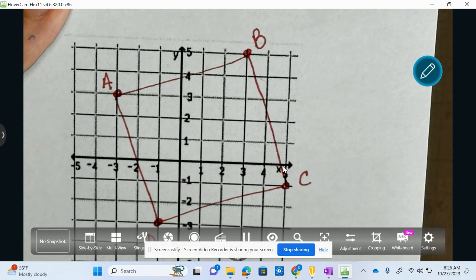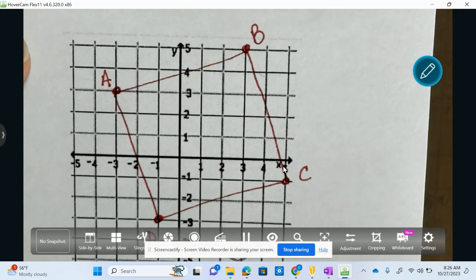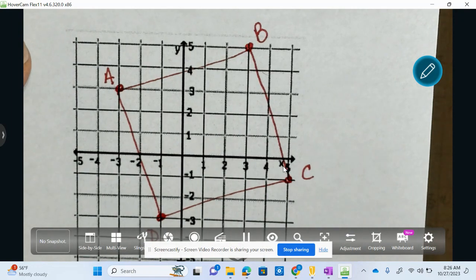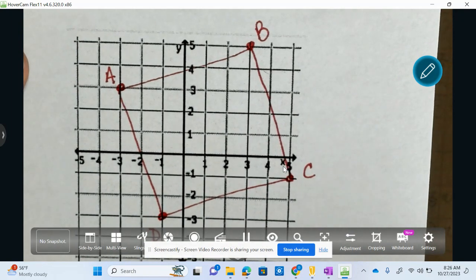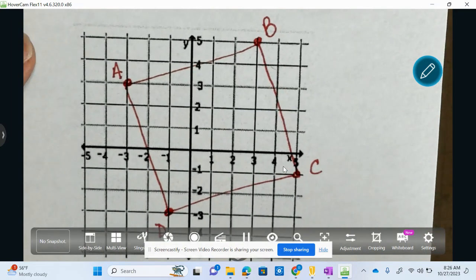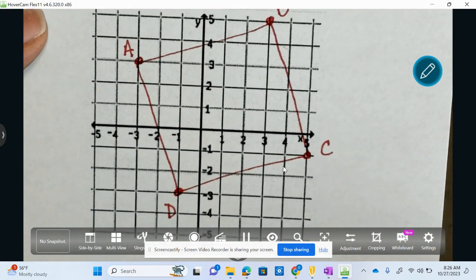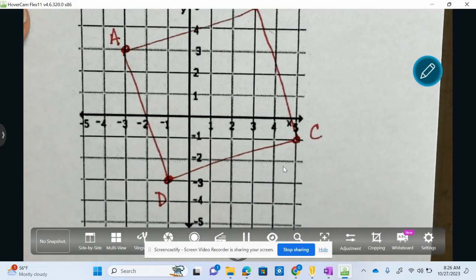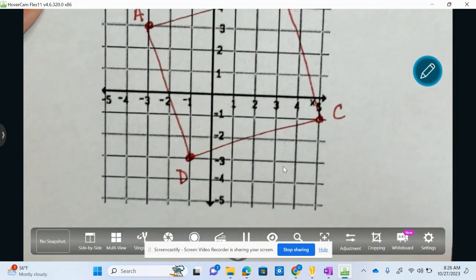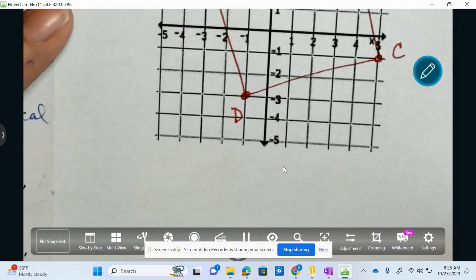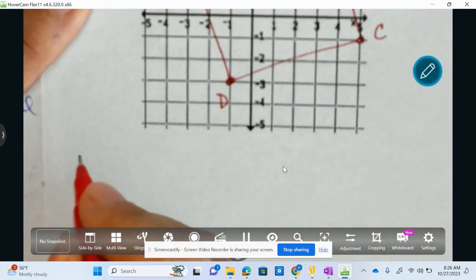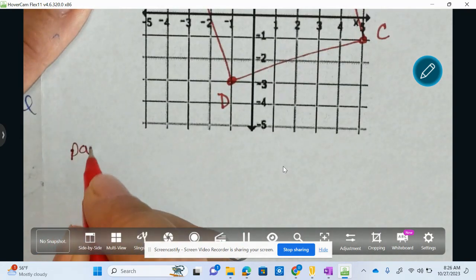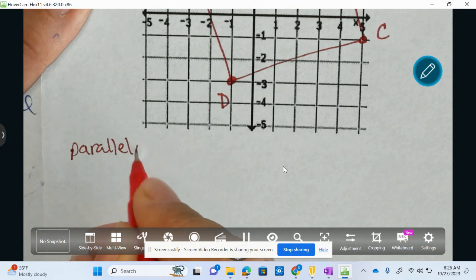So what do you think? Do you think it could be a parallelogram? Yeah, definitely. What do you think it kind of looks like? A rectangle? Okay, let's see what we get. Someone said square. Okay, let's see if it fits all of the classifications. So the first thing that we have to do is show that it's a parallelogram.